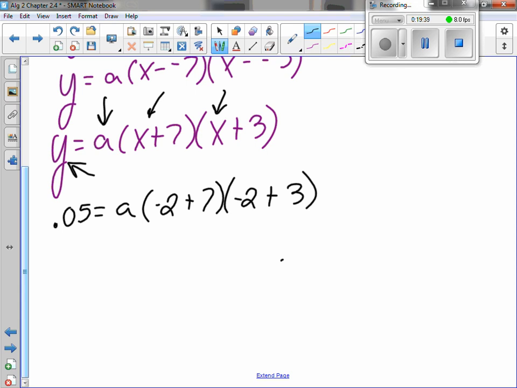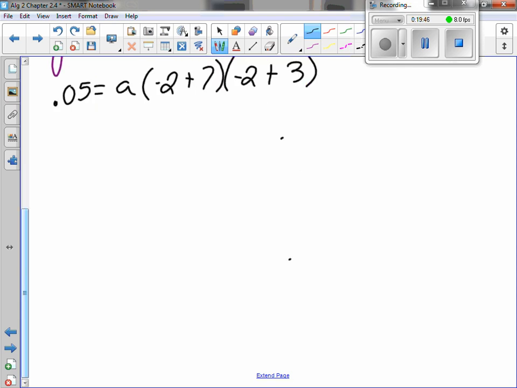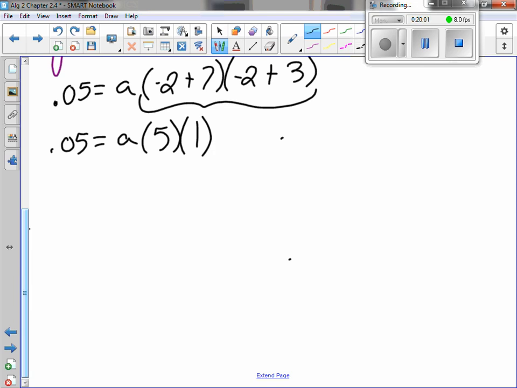Questions on this here? Any questions on any of this here so far? Now we can simplify. Now for some of you, if you're wondering, can I type this whole thing here into the calculator? Yes, that's perfectly fine. If we write it out, negative 2 plus 7 is 5. Negative 2 plus 3 is 1. So I can write those out. We can simplify those down. And then I can do 5 times 1, which is just 5a.